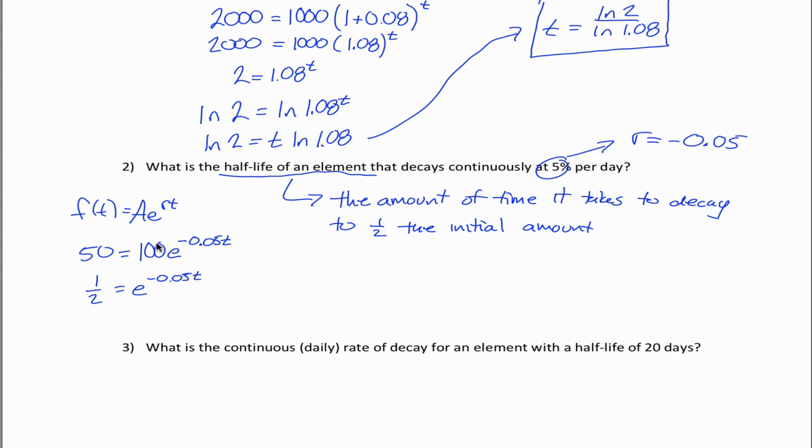Before I continue, suppose you started with 80 instead of 100. Then you would have made this 40, and your first step would have been to divide both sides by 80. Instead of 50 over 100 equaling 1/2, you would have had 40 over 80 equals 1/2. Start with whatever you want, as long as this is half of that. In your first step, when you divide those two numbers, you'll end up with a 1/2 right here.